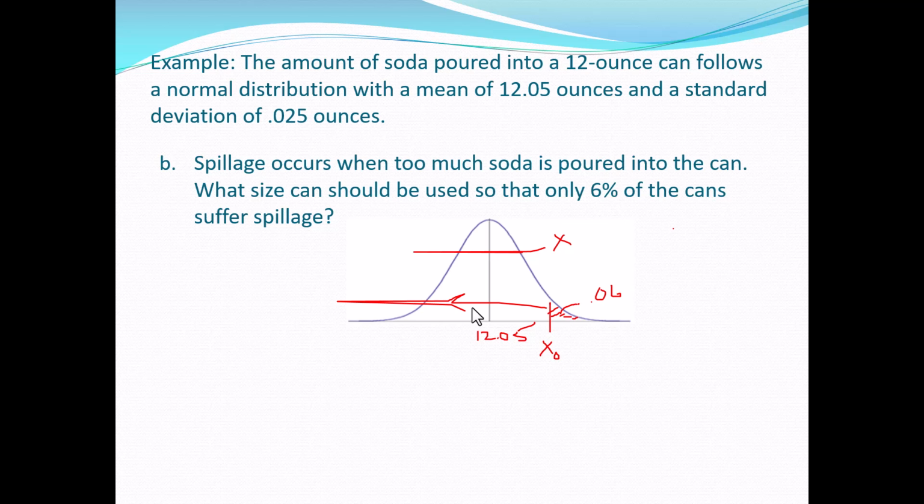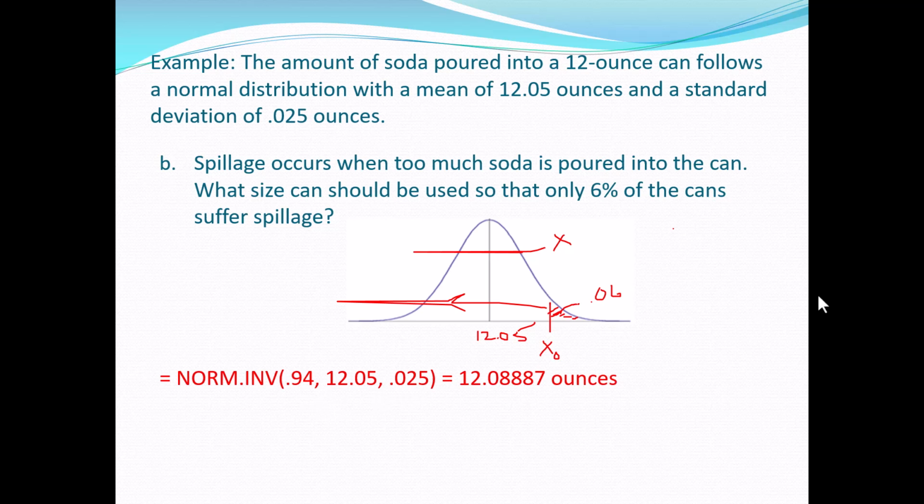But you got to think, what's spillage? Spillage happens when too much soda is poured into the can. It's going to be when the soda amount, which is the value of X, exceeds the can size, and we want that to be the 6%. That's what puts us over here on the right.